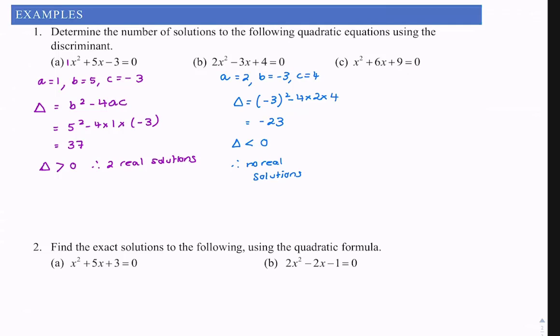So having a look at the last one, A once again is 1, B is 6, and C is 9. If I pop that in, the discriminant equals 6 squared minus 4 times 1 times 9. And if we work that out, we get the discriminant is equal to 0. So we say there is one real solution.